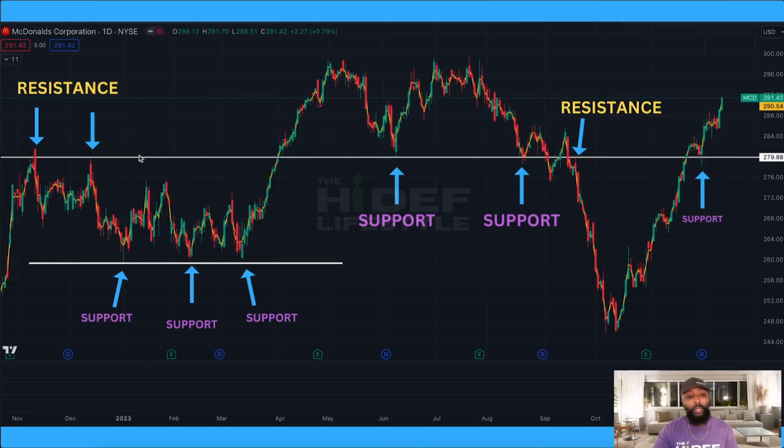So if we start on the left, you see this white line that I drew, and then we have a lower white line. So let's start with this upper white line. The price action came to this upper white line and got rejected back to the downside here. It came back up to the white line and was rejected again. So at that point, we can see that there's some resistance at this level.